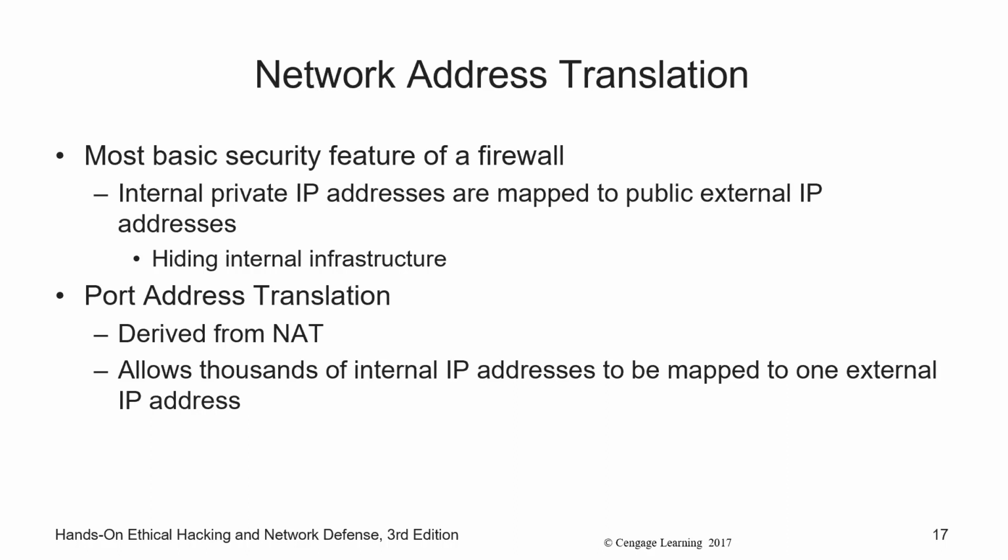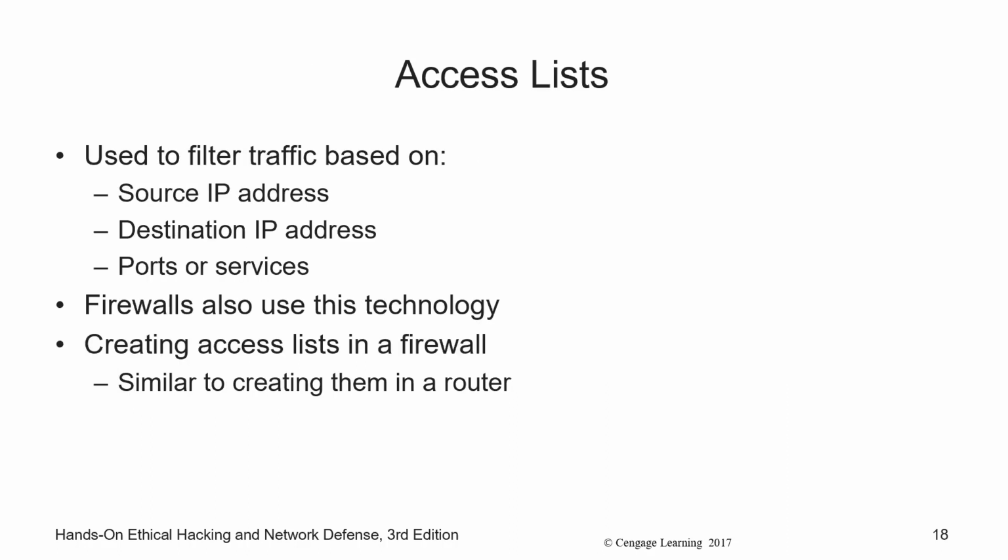And along with NAT, you have PAT, which is port address translation, and it allows specific ports to be mapped as well. Access lists allow you to filter traffic based on either source or destination IPs or ports. Firewalls also use this technology, and you can create access lists in a firewall similar to creating them in a router.